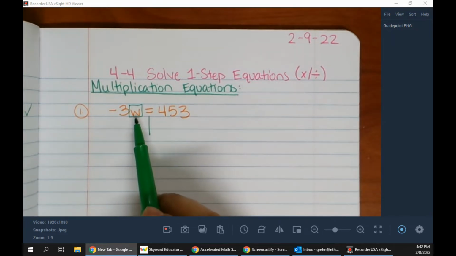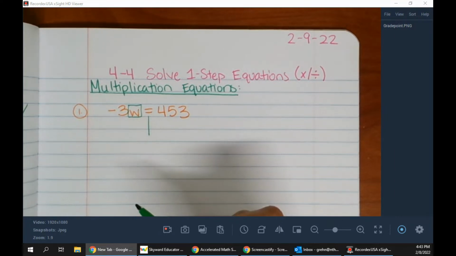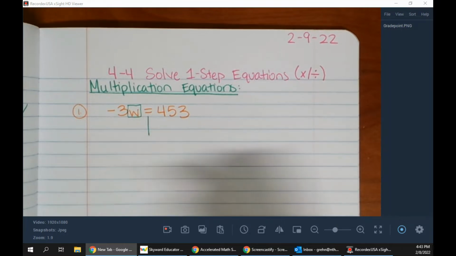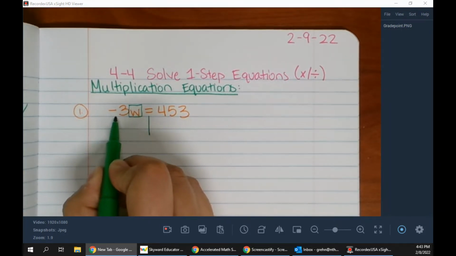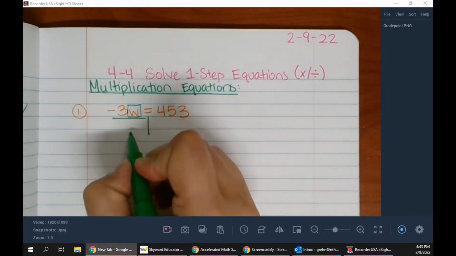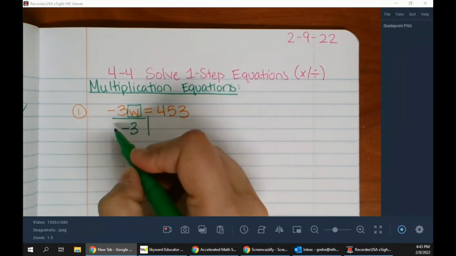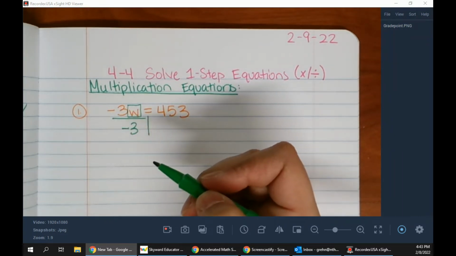So the idea here is we want to get w by itself. And really what we always want to do is kind of undo what happened to the variable. So originally in this equation, w was multiplied by negative 3. So to undo multiplication, I can use the inverse or opposite operation, and I can divide by that same number. So we use the fraction bar to show division when we're working with equations, and so I'm going to divide by that same number, negative 3. And I'm going to show you how that helps us get w by itself.